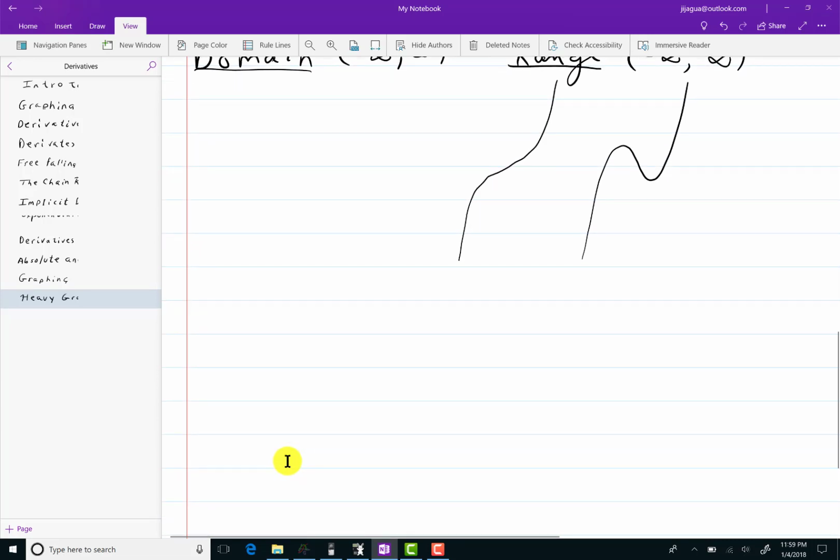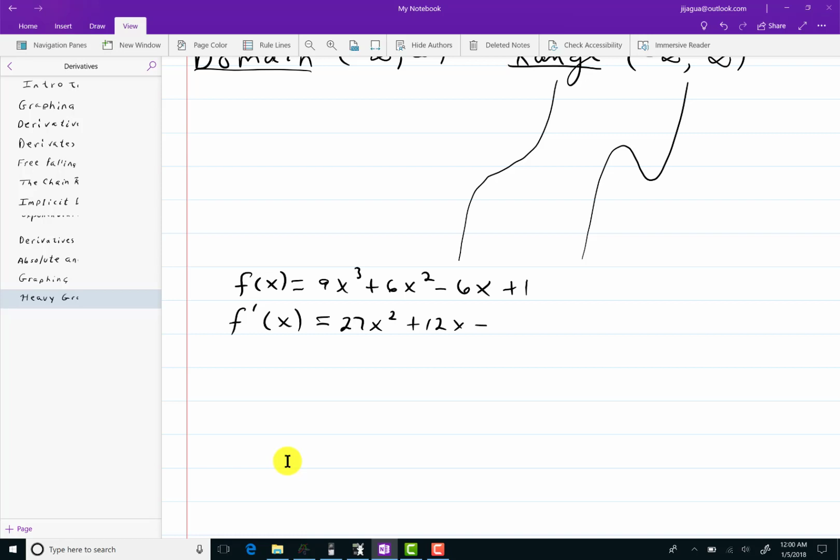So let's take the derivative, f prime of x. I'll put f of x here just to remind myself. It was 9x cubed plus 6x squared minus 6x plus 1. F prime then is 27x squared plus 12x minus 6, and that equals 0. Or you set it equal to 0. I think it probably wouldn't be a bad idea to divide everything by 3. Let me do that. So I get 9x squared plus 4x minus 2 equals 0.